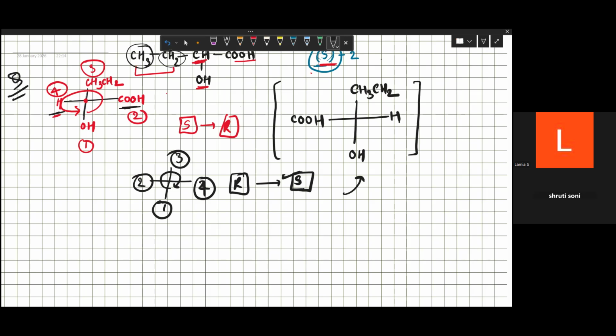I think you need to practice more questions. Actually, it's easier for me to draw a Fischer projection from a wedge-dash, but I don't think it's easy for me to go from molecular formula to Fischer projection. That one is a little more difficult. Okay, so I'll give you one molecular formula. Okay, wait a second.